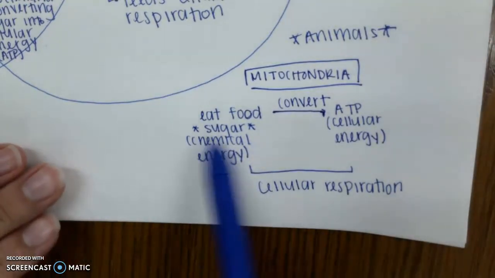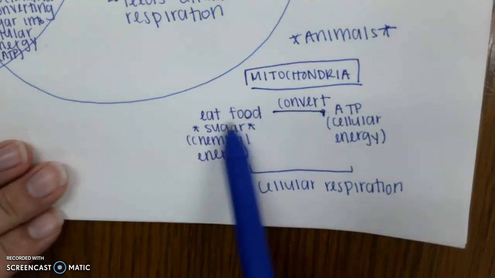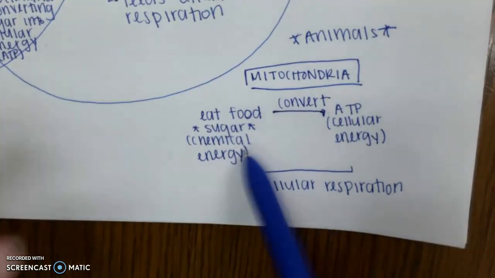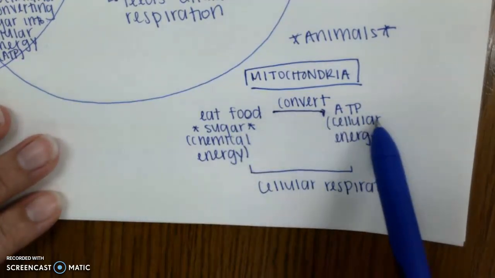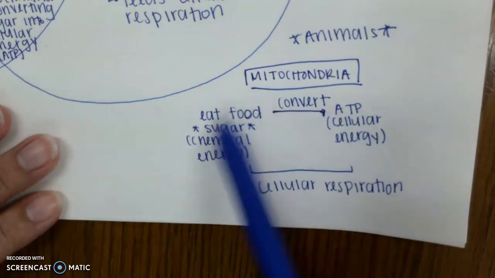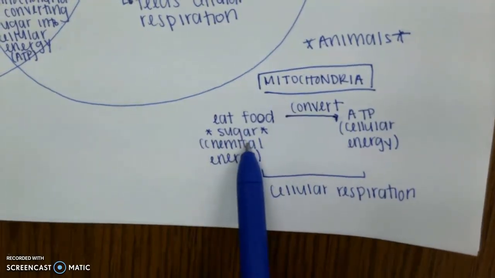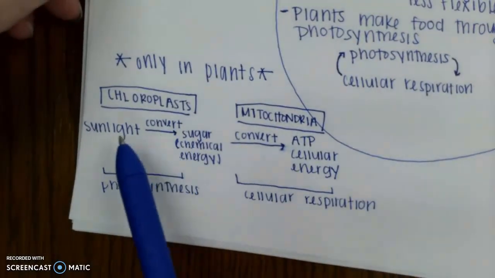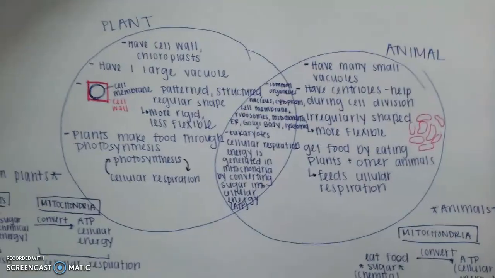So we get energy through eating food. We take the sugar in it, like glucose, that's chemical energy stored in the bonds. And then in the mitochondria, that's converted into ATP, which is cellular energy again. So it's similar to what happens in plants, except for we get our sugar just from consuming it. They have to do an extra step. They've got to do photosynthesis. We both do cellular respiration. We don't both do photosynthesis.